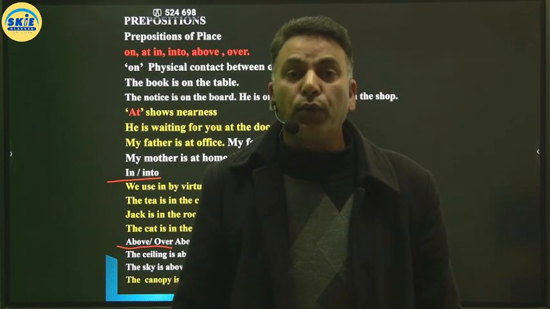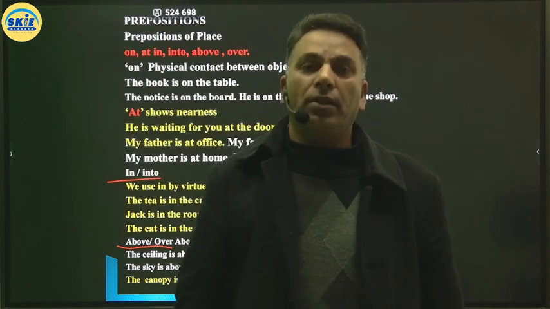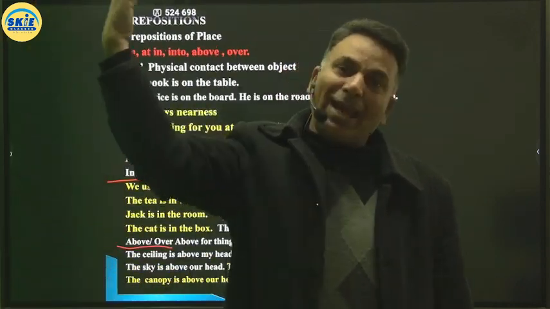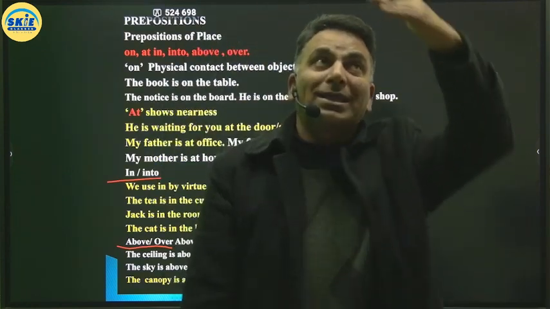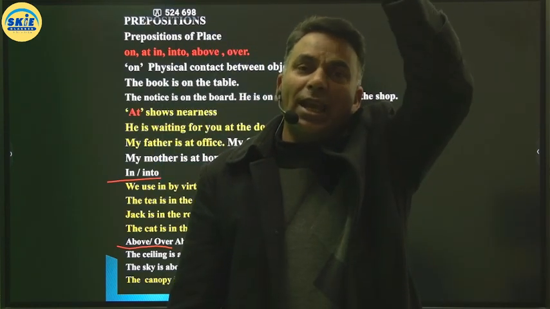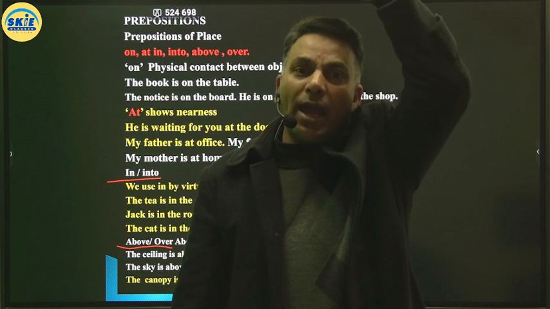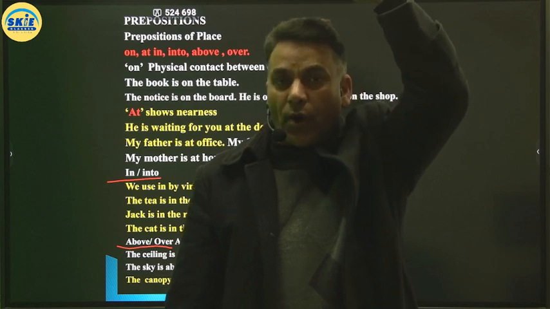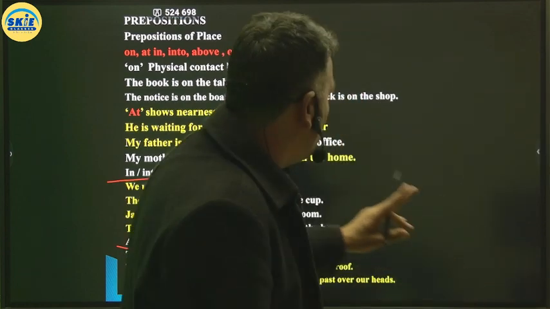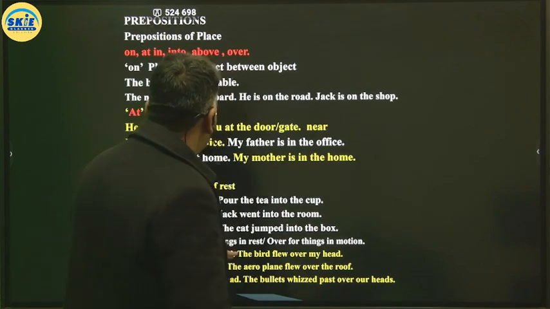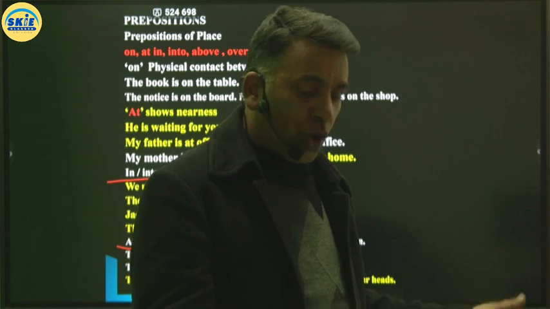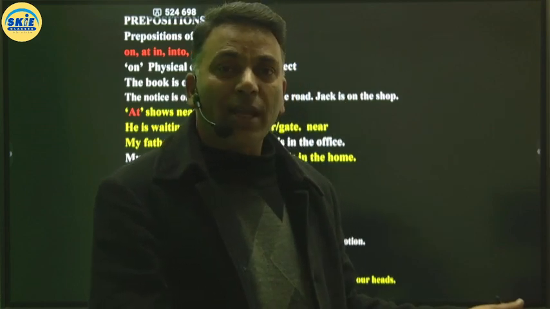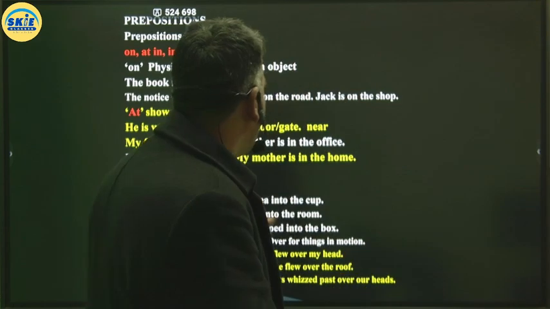The aeroplane flew over my head. So it's in motion. The aeroplane is in motion. So that's why I say over my head. But the ceiling is in rest. So I say the ceiling is above my head. All right? So the difference between above and over is exactly the same like that of in and into. One is used for the things in rest and the other is used for things in motion.